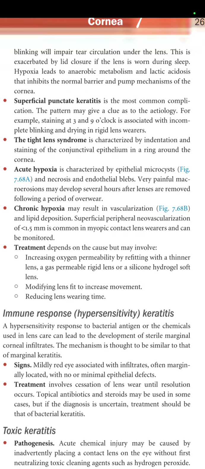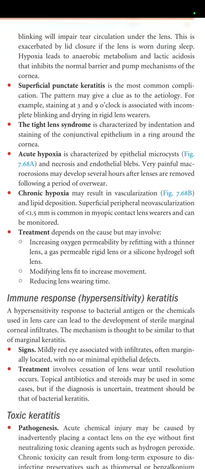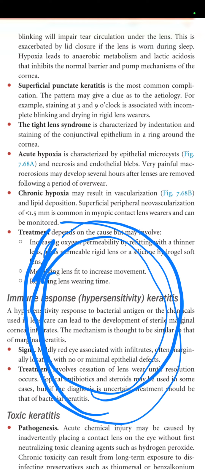The pattern may give a clue as to etiology. For example, staining at the 3 and 9 o'clock positions is associated with incomplete blinking and drying in rigid lens wear. The tight lens syndrome is characterized by indentation and staining of the conjunctival epithelium in a ring around the cornea. So what is a tight lens syndrome? Basically, around the limbus there will be small indentation of the cornea, as well as staining of the conjunctival epithelium in a ring-shaped pattern.